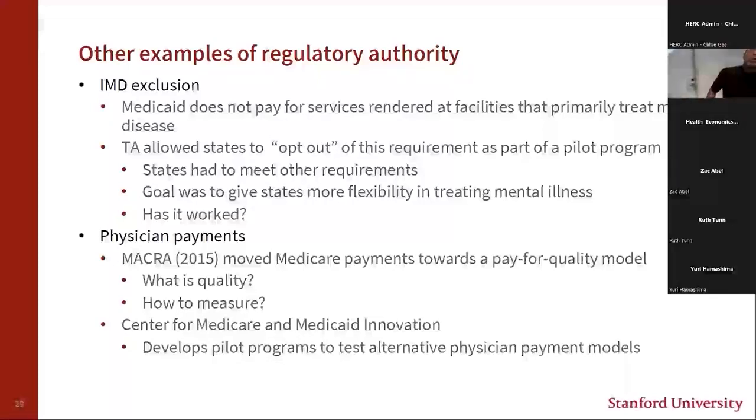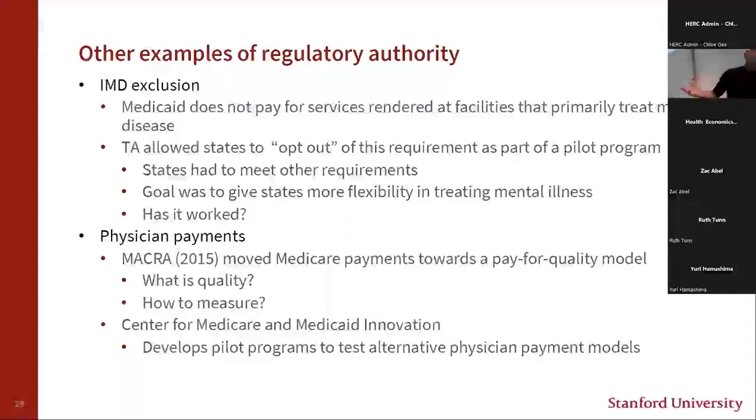So there's something called the Institution for Mental Disease Exclusion. Medicaid, which is the insurer for poor people in the United States, has a carve out. It does not pay for treatment in any facility that treats mental disease. It will not pay that. That's it. It just says it won't. That's on the state to pay for it.